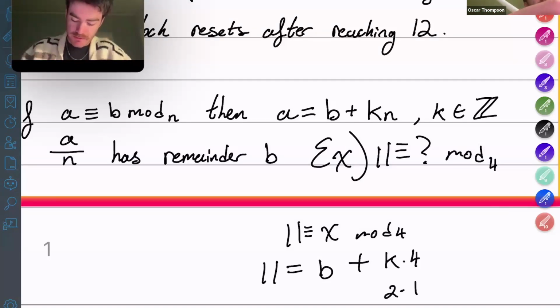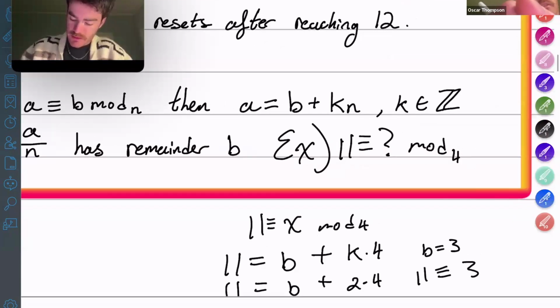So 2 times 4 plus b equals 11. What is 2 times 4? That's 8. 8 plus what gets us 11? That gets us a b of 3. So 11 is congruent to 3 mod 4.